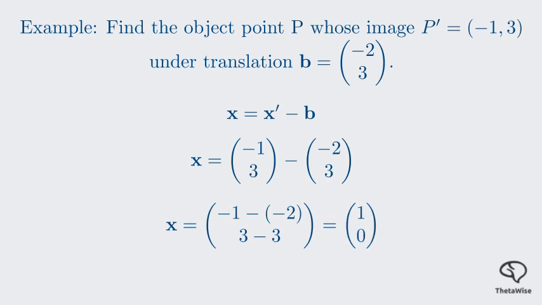This example shows how to use the translation vector to find an object point given its image. We've successfully met our first objective of representing and applying a basic affine transformation.